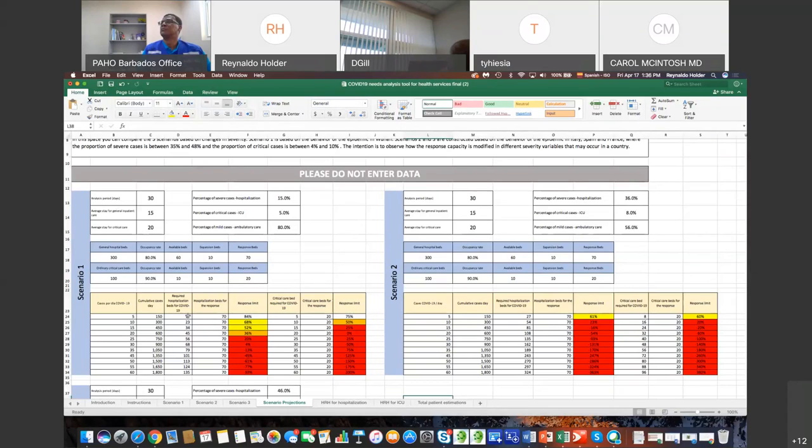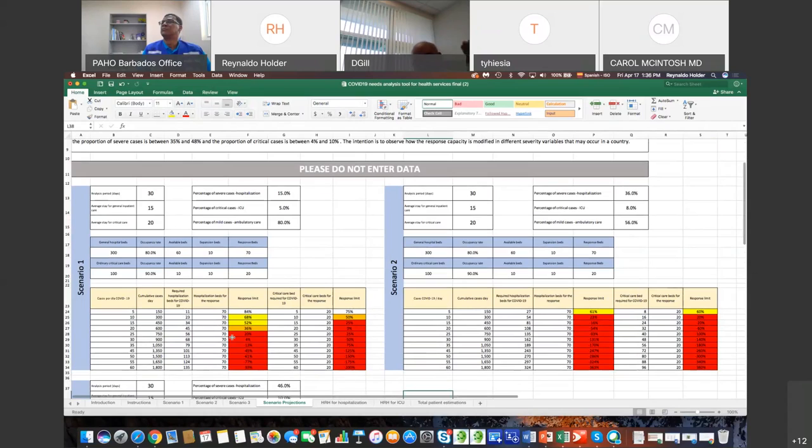In the graph below, you see that in regards to general beds, we have plotted here, you see the number 70 that is in this box that says response capacity is also in this series of boxes here. And if you look at the number of cases per day and follow it, you see that at 5 cases per day, the hospital remains with full capacity for dealing with the demand. Once I get to 10 patients per day, it's down to 68% of its capacity.